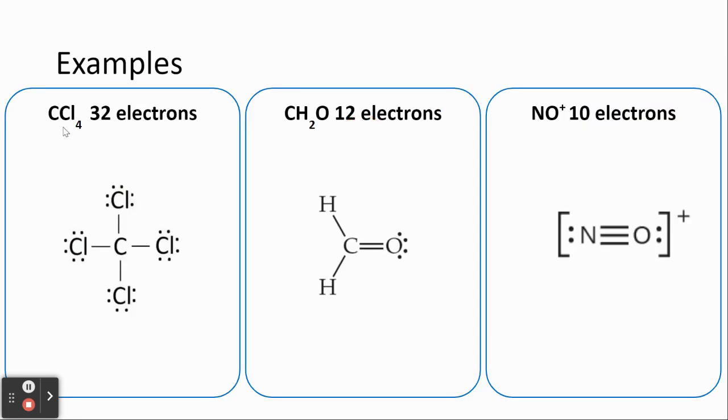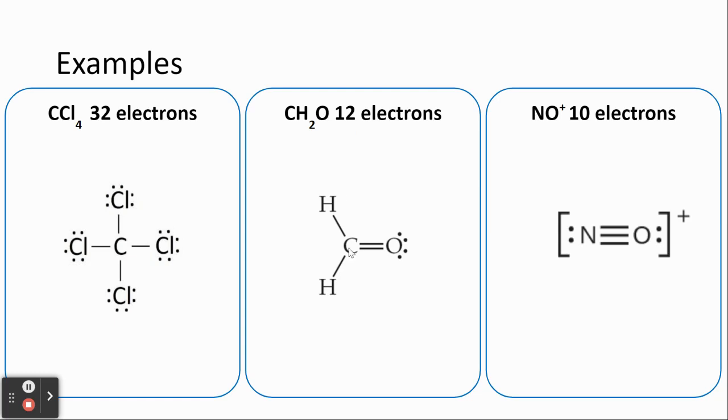So here are some more examples. Let's look at CH2O. Carbon, because it's in the 4th group, has 4 valence electrons. Each hydrogen has 1, and there are 2 of them, so there are 2 valence electrons here. And oxygen has 6 valence electrons since it's in group 6. That gives us a total of 12 electrons.